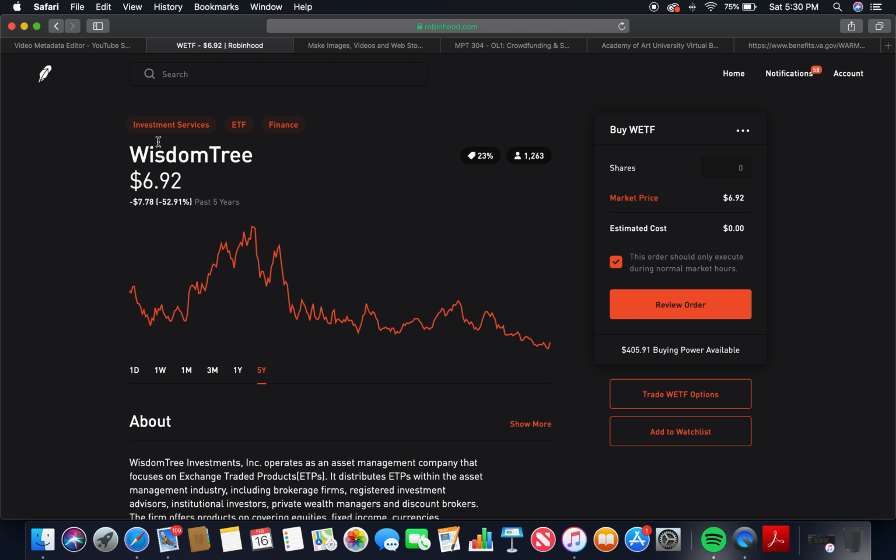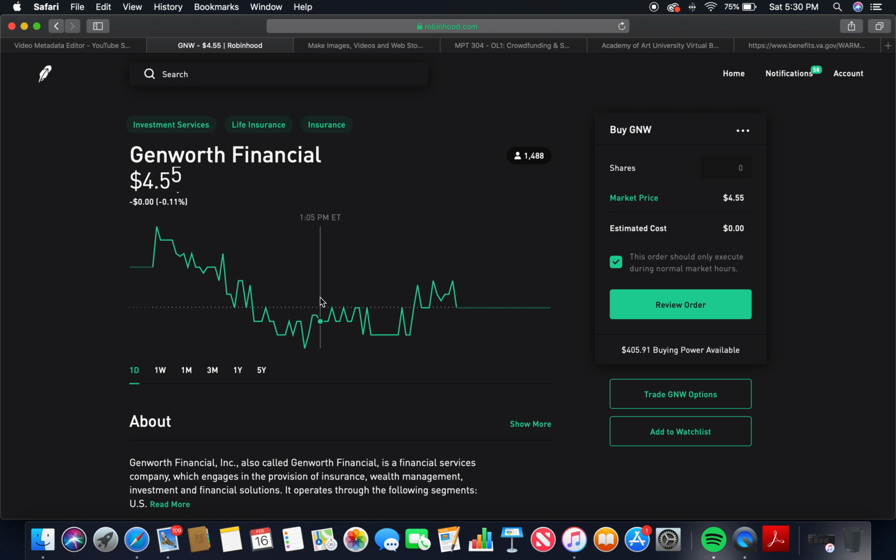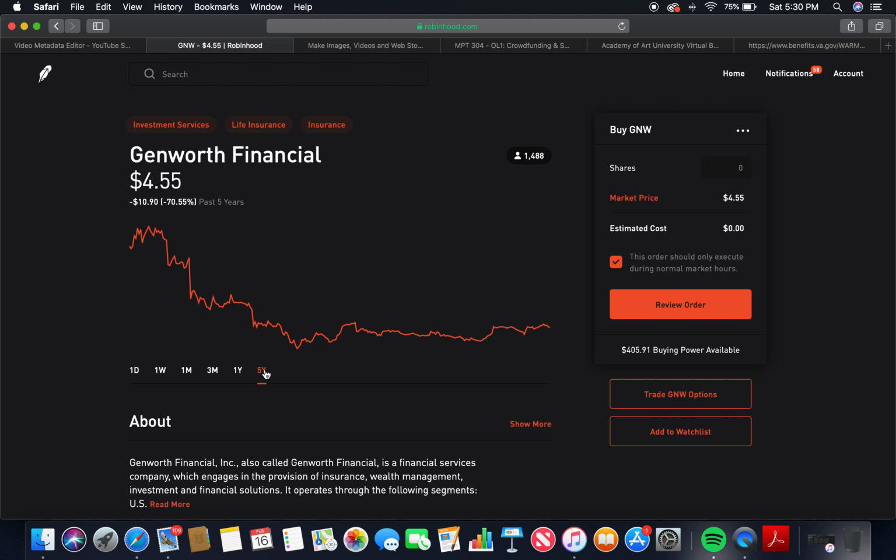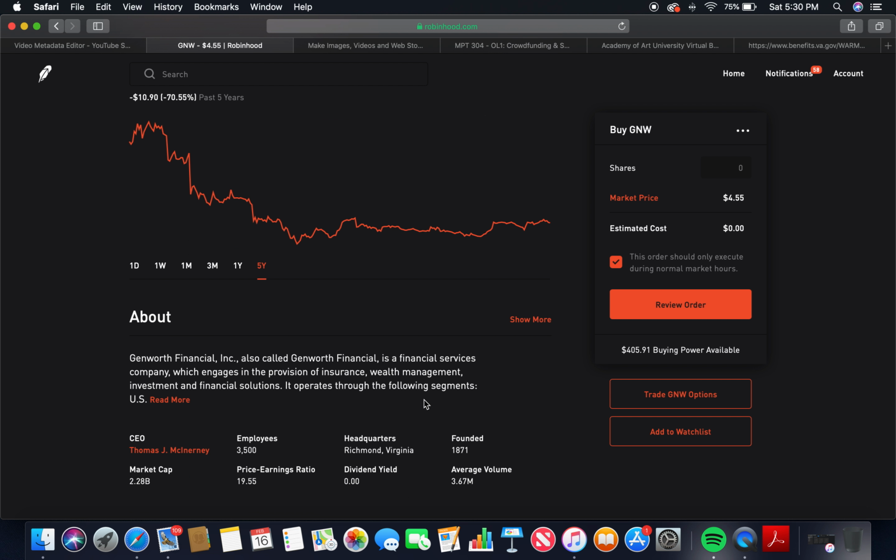The fifth finance company is Genworth Financial. Let's go to the 5-year. As you can see, it peaked back on May 9th, 2014 at $18.22. Currently in a bear market for the longest. Current market price, $4.55.